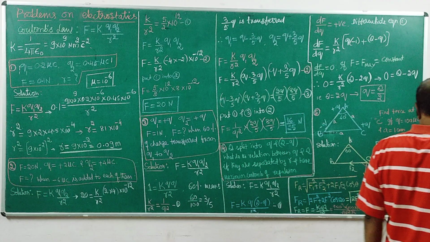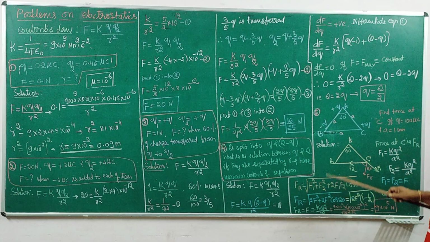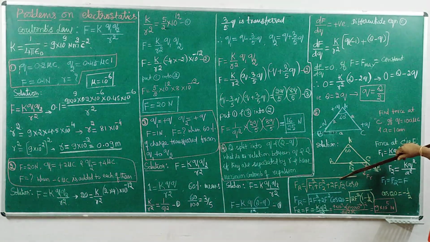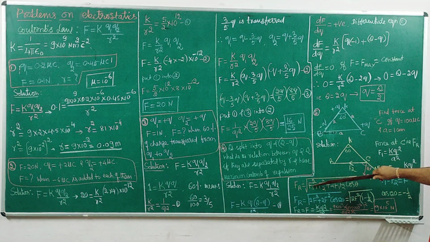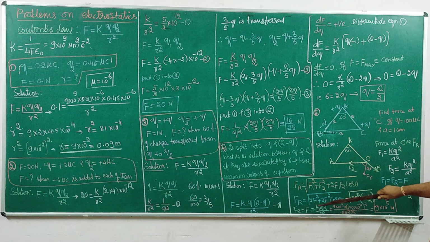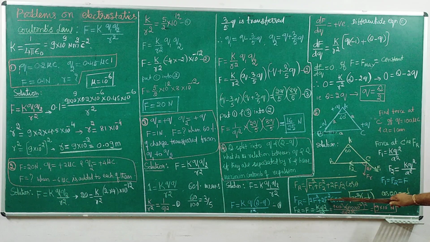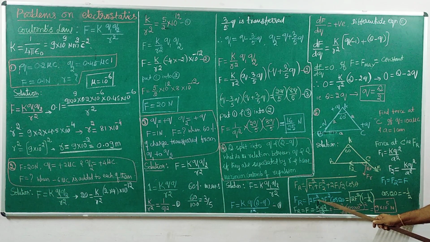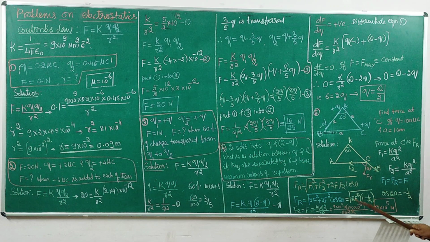What is the resultant of these forces? Using this formula, which comes from the law of parallelogram, F1 and F2 are the same. That is F square plus F square plus 2F square cos theta, with theta equal to 120, the angle between these two vectors. Simplifying, cos 120 is minus 1 by 2.